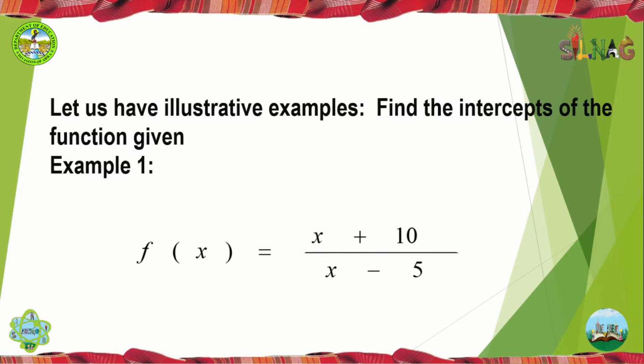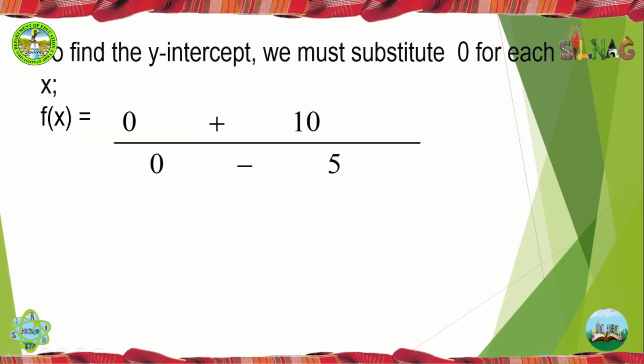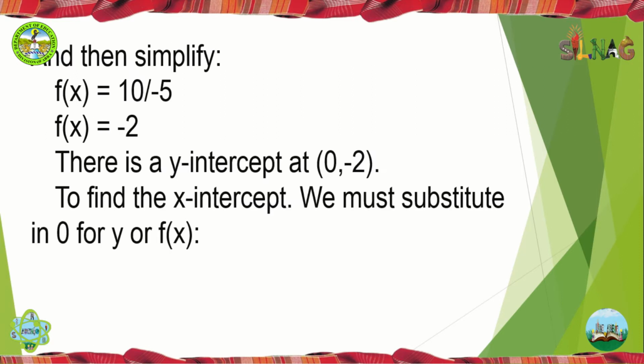Find the intercepts of the function f of x equals x plus 10 over x minus 5. To find the y-intercept, we must substitute 0 for each x. So we have f of x equals 0 plus 10 over 0 minus 5. Then we simplify. f of x now is equal to 10 divided by negative 5, so we have negative 2. So there is a y-intercept at 0, negative 2.